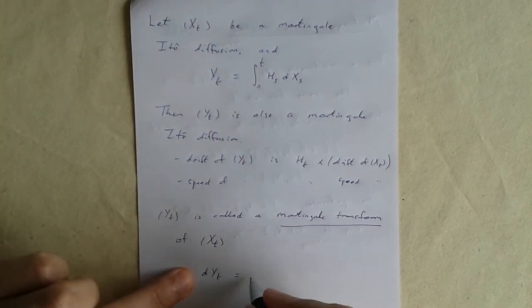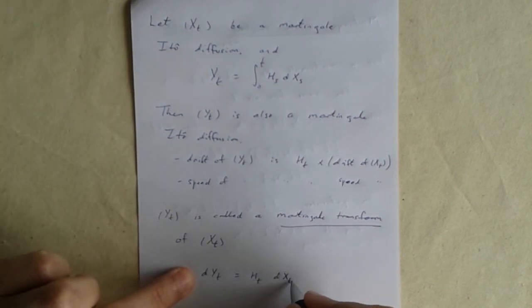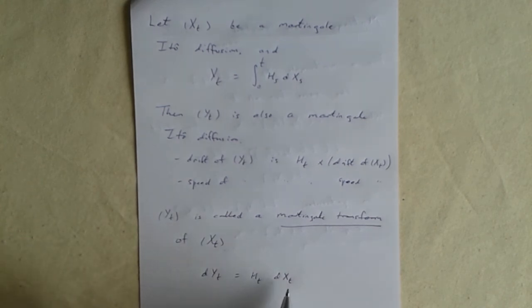If I write it in differential form, I get dyt is just ht times dxt, which is very suggestive of all that's going on here, right? An increment of y is just the corresponding increment of x multiplied by h. So if you have a stock market in which the change in the price of a stock is dxt over some increment of time delta t, and the quantity of that stock that you owned during that period was h, well then the amount of money that you've gained or lost is dy, given like so.